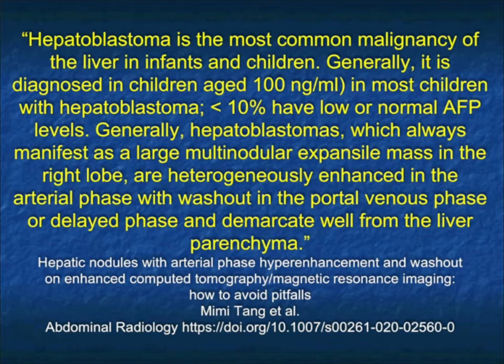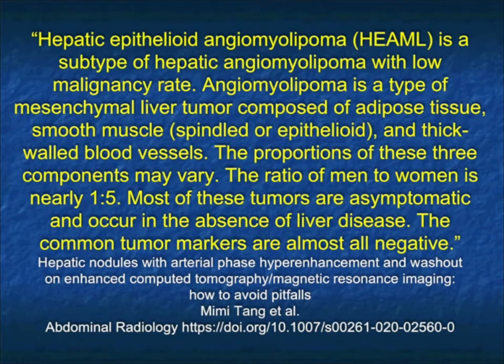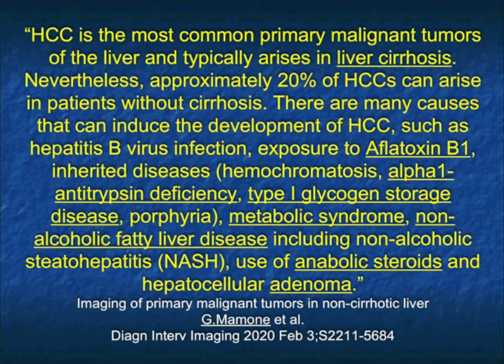Generally, hepatoblastomas are large masses in the right lobe with heterogeneous enhancement in the arterial phase with washout, and they usually have a capsule or pseudocapsule present. Hepatic epithelioid angiomyolipoma is a very rare tumor with a low malignancy rate, but those are uncommon tumors, and typically the diagnosis is really based on pathology.